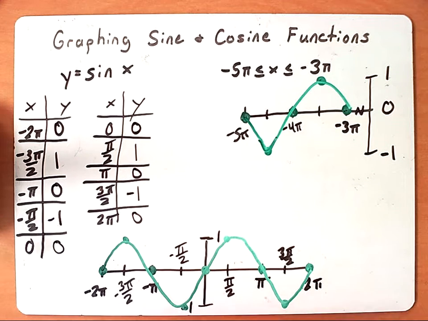So using our parent function and our original graph between -2 pi and +2 pi, we were able to graph our sine function between -5 pi and -3 pi just by noticing some of the trends and the patterns that the graph has. And you can do the same thing for the cosine graph, as we'll see in the next video.